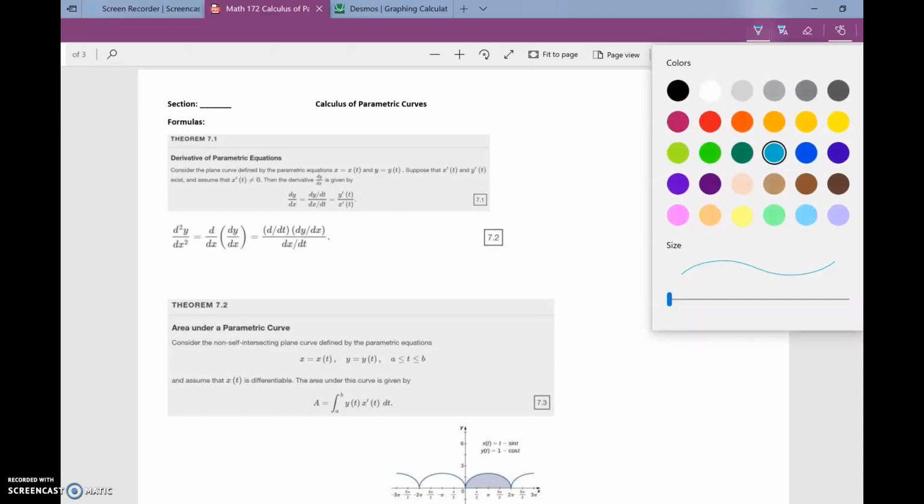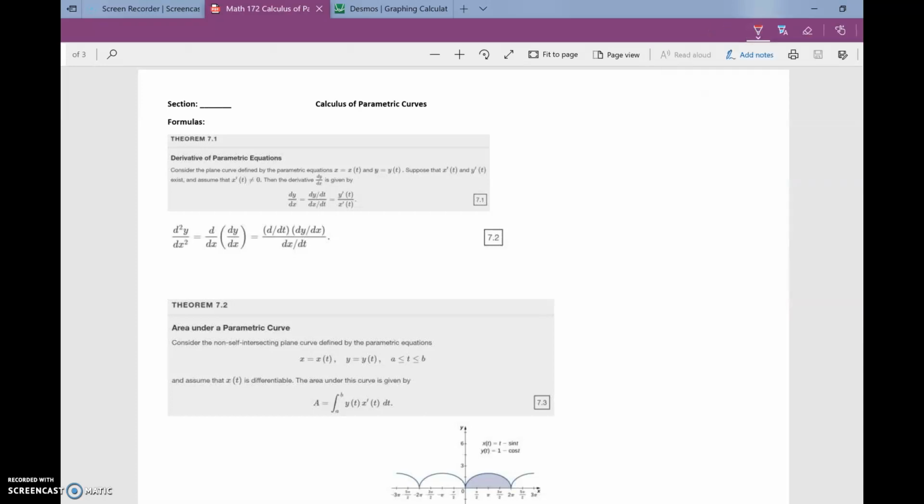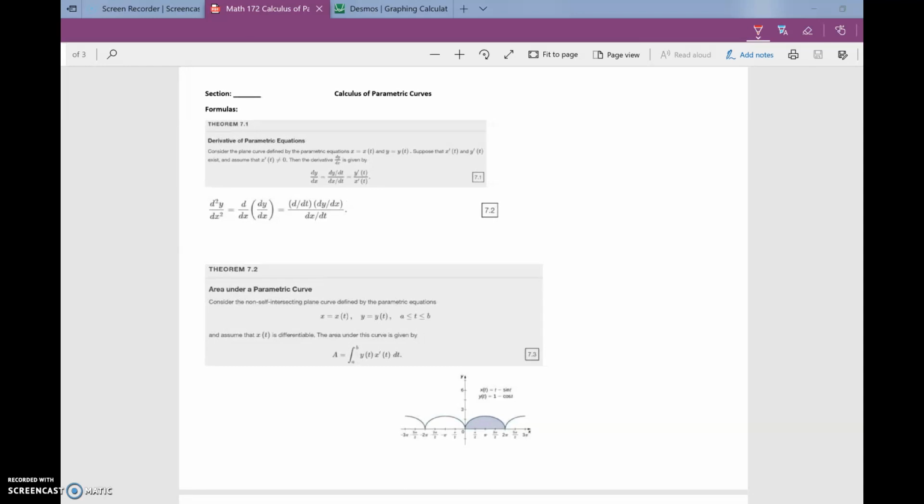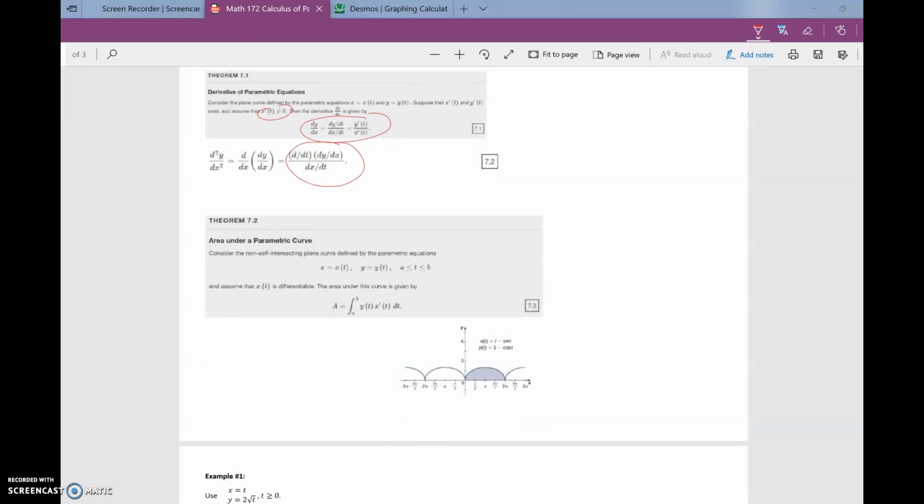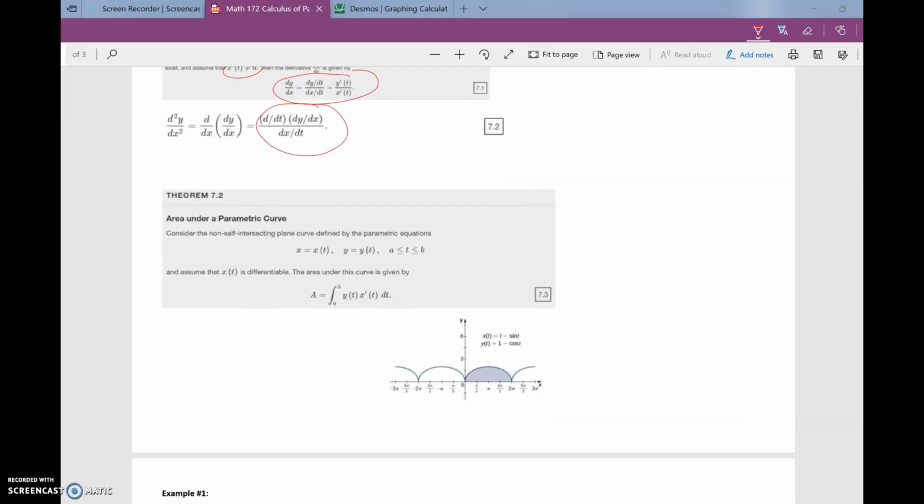Hi class, we need to take a look at how we define, basically, derivatives and integrals for parametric equations, and these are the main formulas that you're responsible for. For parametric equations, the main evaluation that we're going to do on derivatives is just the first and the second derivative, assuming that they're defined, meaning that, in this case, x prime of t is not equal to 0.